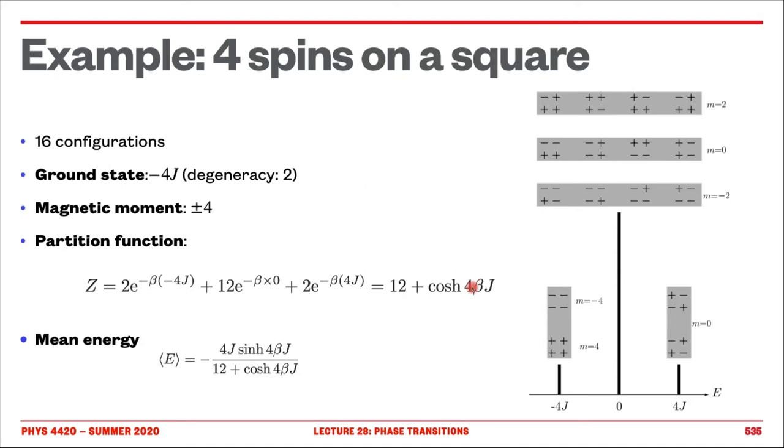So why is it important to be able to list and enumerate all those states? Because then we can calculate the partition function. Remember, it's the sum of all the Boltzmann factors. And so we have three energy levels with degeneracy 2, 12, and 2. That's what we see here, 2, 12, and 2, with the energy here. It turns out that this particular case is analytical, and we find that the partition function will be 12 plus 4 cosh(4βJ), with β equal to 1 over k_B T. It's pretty straightforward to calculate the average energy by calculating the derivative of the logarithm of Z. And so we obtain this term here, which is exact for this particular case.